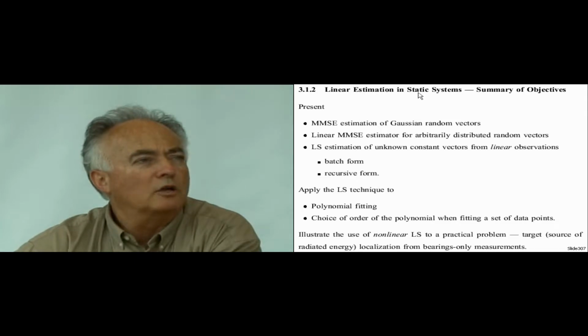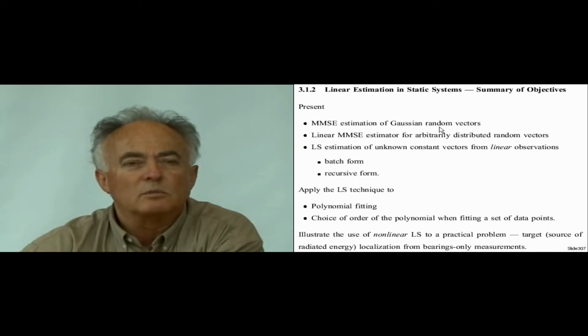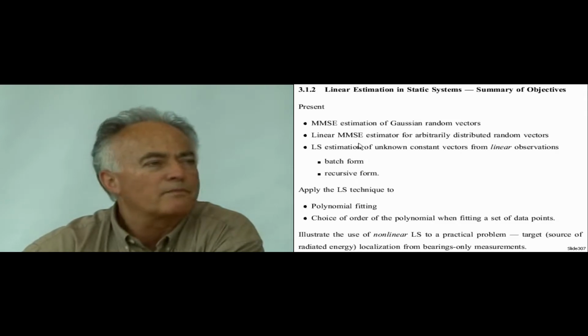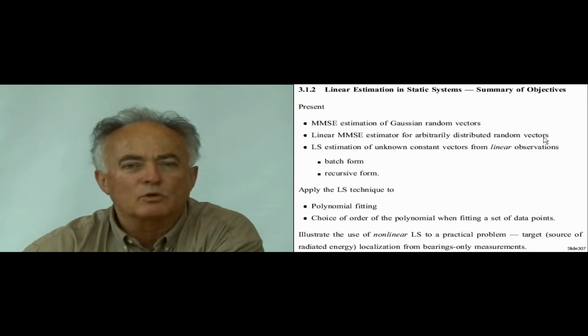The objectives of this chapter will be the minimum mean square error estimation for Gaussian random vectors. It will be number 1, the fundamental equation of linear estimation that will be the basis for subsequent development of estimation in dynamic systems. We'll discuss the linear MMSE estimator for arbitrarily distributed random vectors. Not the whole world is Gaussian, therefore we need other techniques that apply to non-Gaussian models.